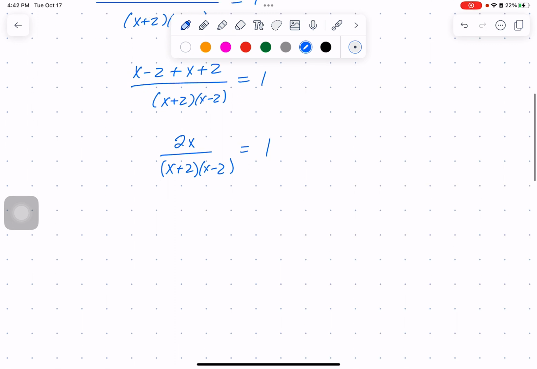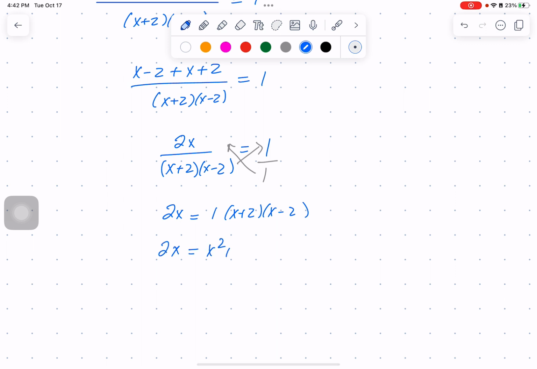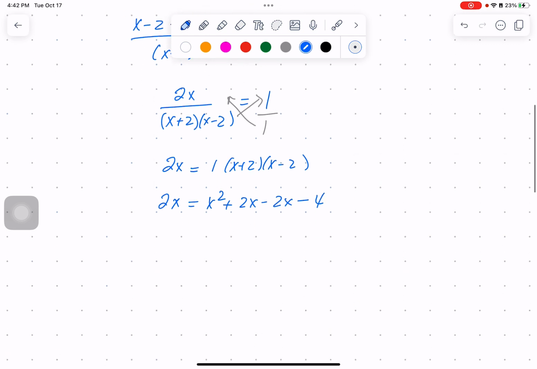I'm now going to do the cross multiplying that we were talking about. So if we think about this as being over top of 1, and then if we cross multiply, what we end up with is 2x equals 1 times x plus 2 and x minus 2. That's going to give us 2x equals x squared plus 2x minus 4. Make sure you do that. And you're going to get 2x equals x squared minus 4.